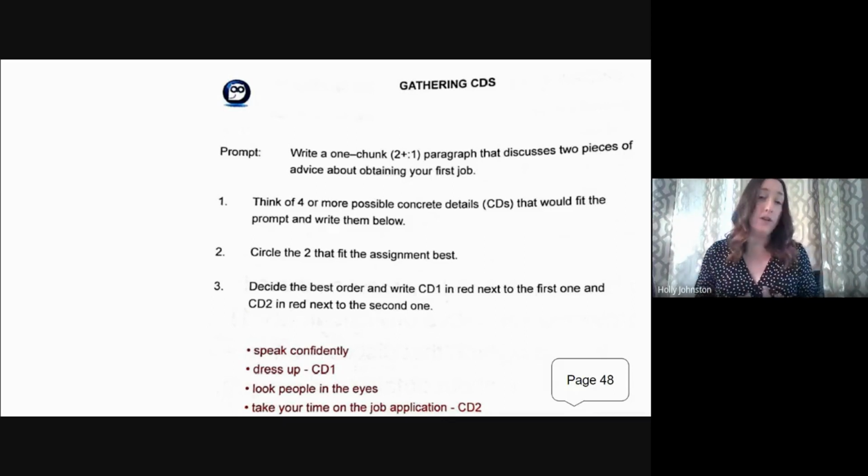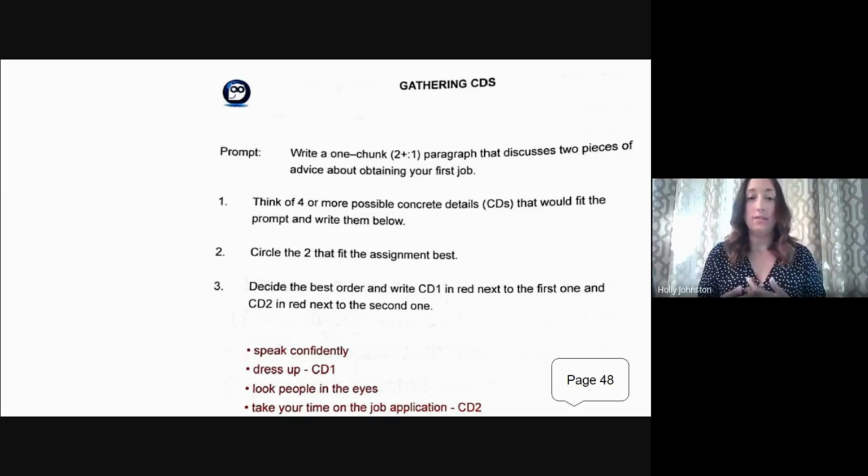Doing concrete details first also helps with the logical flow of the writing. Sometimes it might be appropriate for teachers to actually give students the concrete details and then work through this gathering CDs page with them. And that's what we would recommend you doing in the beginning when you're first starting out. So let's talk through this gathering CDs page real quickly. Notice the prompt at the top. The prompt keeps us focused on the task and the CDs we're looking for below.